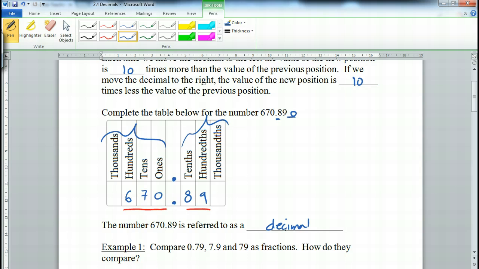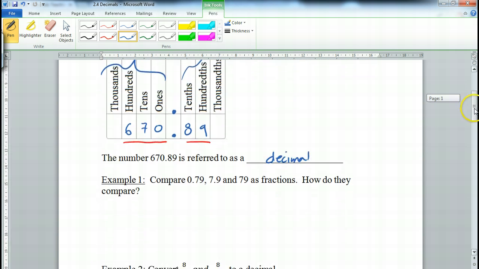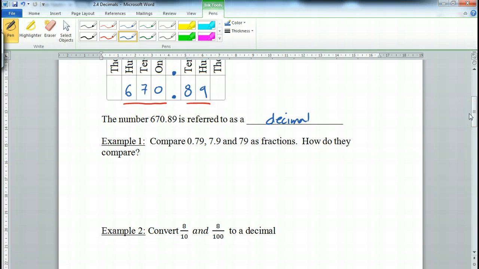Okay. So let's see how this multiplying and dividing by 10 works, and as we see in our next example here, we have very similar numbers. We have 0.79, 7.9, and 79. So let's turn these decimals into fractions.